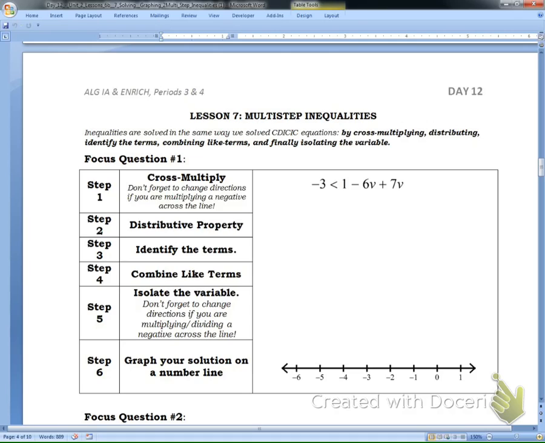Alright, focus question number 1. Looking at the problem, I do not see any complex fractions, so I do not need to cross multiply. I do not see any parentheses, so I don't need to distribute. So I'm ready to identify my terms. I have a negative 3, that's a constant. A 1 is a constant. Negative 6v is a variable term, and positive 7v is a variable term.